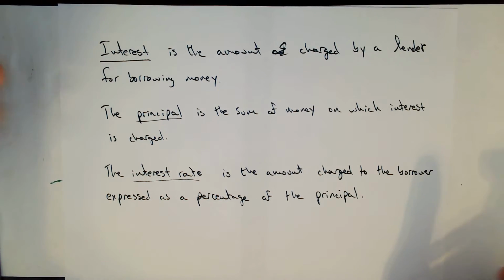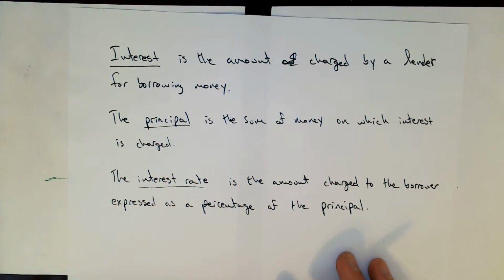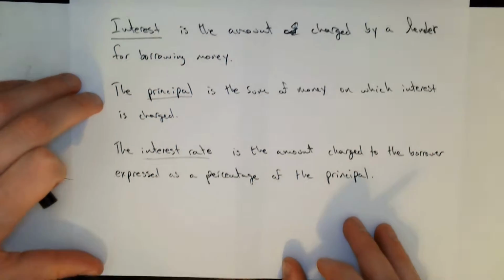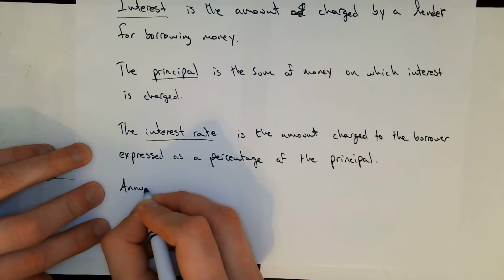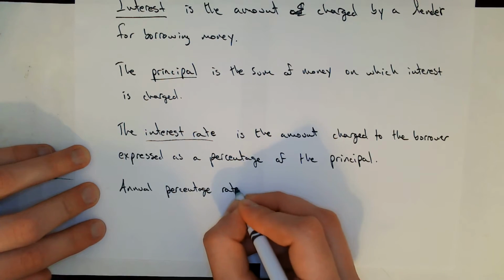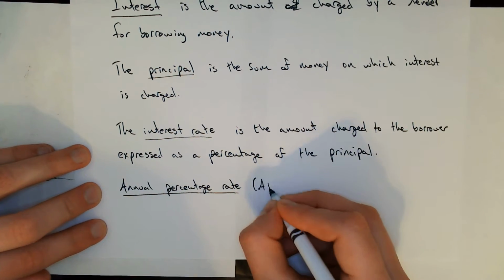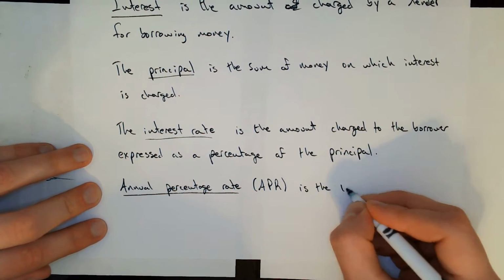So if a bank charges you 5% interest on a loan, that means that 5% is based off of the size of the loan, right? Based off of however large the loan is. Okay, so now we have the APR, the annual percentage rate. APR is the yearly interest rate.